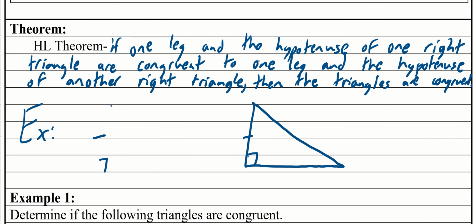So for example, whoops, and there goes the triangle. I'll draw this back in. Okay, and then the hypotenuse of each triangle. If I see this, and I can show this, then we can say that these two triangles are congruent.